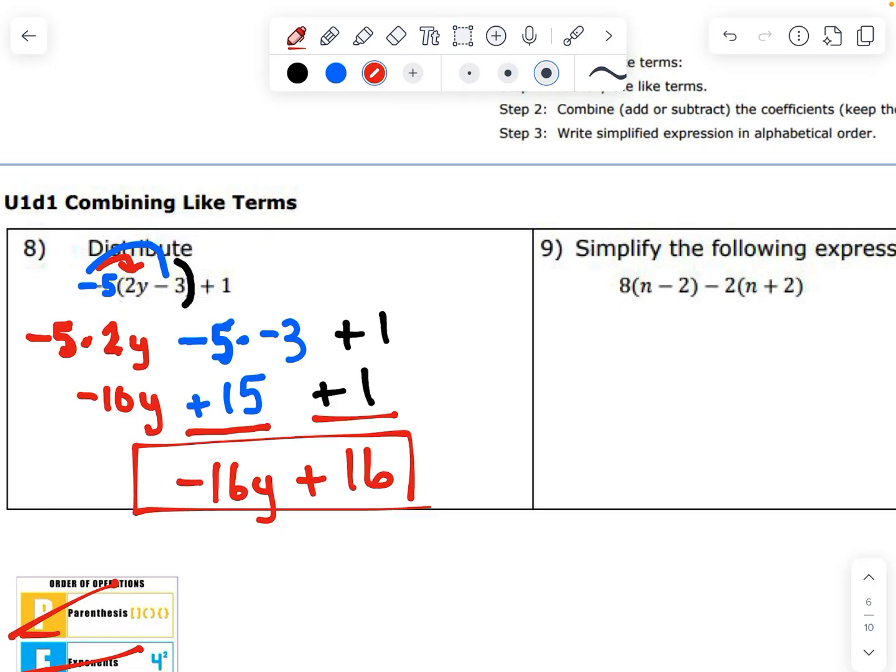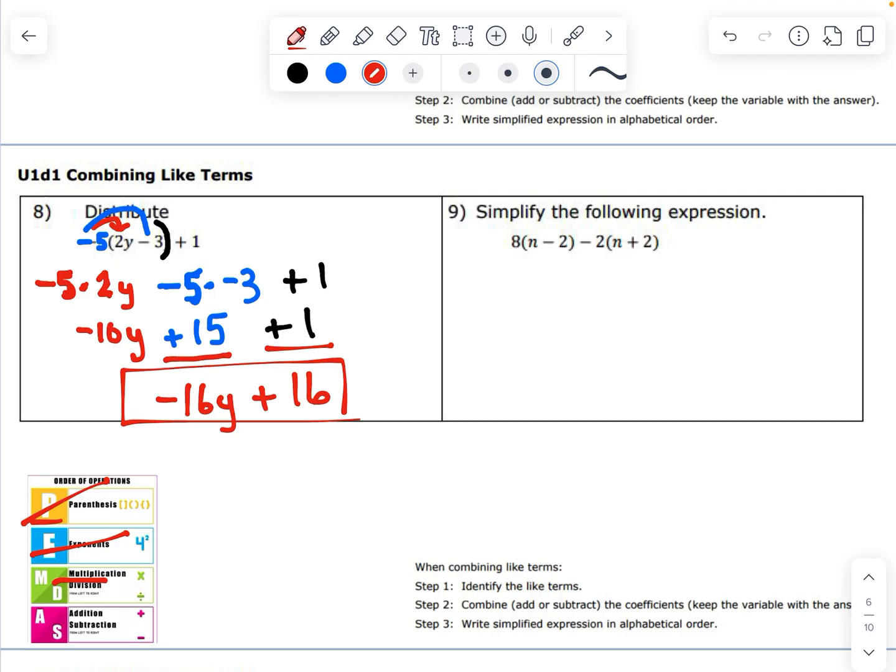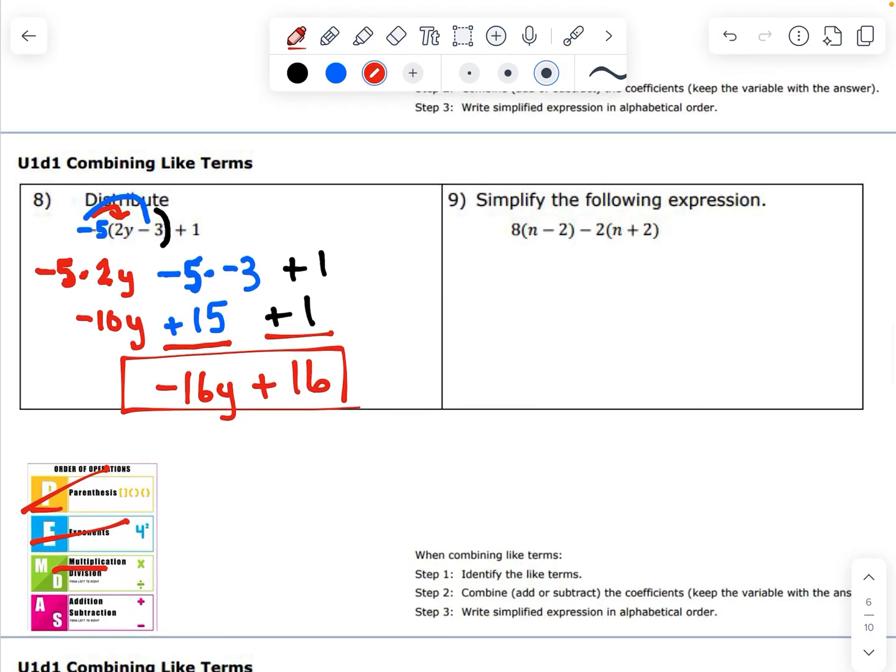All right, now let's look at what number 8 looked like and look at what number 9 looks like. We still have the same routine. There is nothing in this parentheses that can combine, and there is nothing in this parentheses that can combine. So nothing to do with these parentheses. There aren't any exponents. There's a couple of places where multiplication exists, but we will start at the very left-hand side and make our way through the problem.